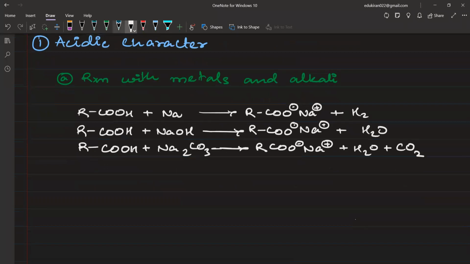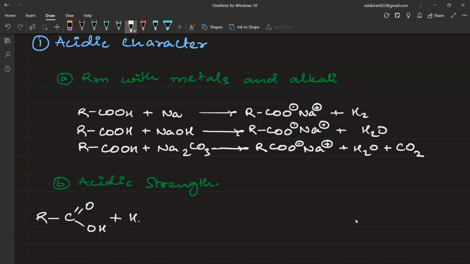Now, the more important part is the acidic strength. Why is something even acidic in nature? It is acidic in nature because it can liberate H plus ion. So what happens when carboxylic acid liberates H plus ion? Please see. If you have RC double bond O and OH, and you react this with water, in the presence of water it is going to liberate H plus ion. That is why it is acidic in nature.